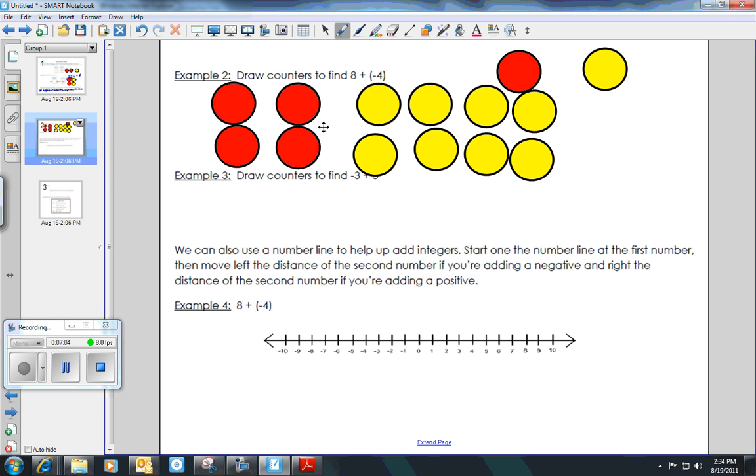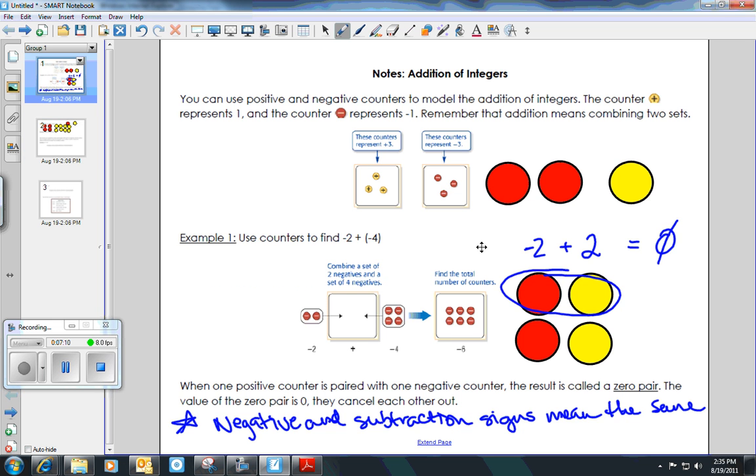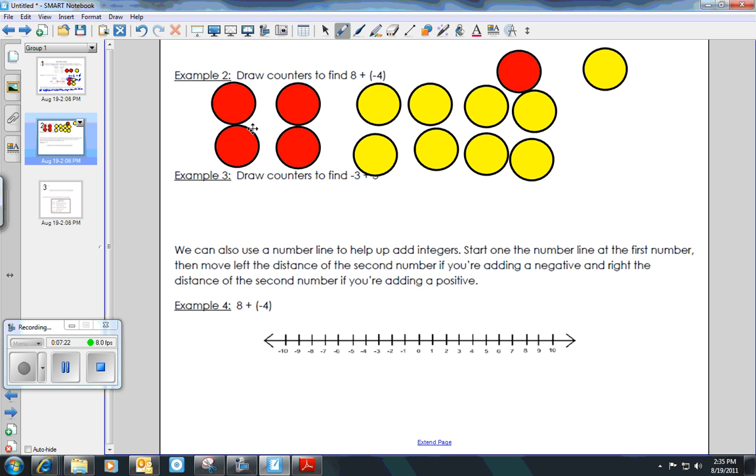I need to combine these two groups. Well, we just talked about in the last part that if I combine a positive and a negative, I'm going to get 0. Okay, 1 positive and 1 negative makes 0. So what happens if I have 8 positives and 4 negatives? Well, these two will combine to make 0. And these two will combine and make 0. And these two will combine and make 0. And these two will combine and make 0. Now once all of those are gone, what I have left is 4 positives.